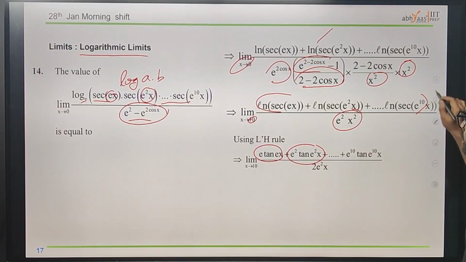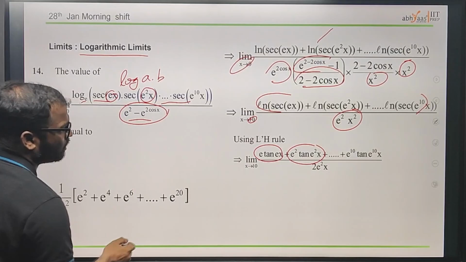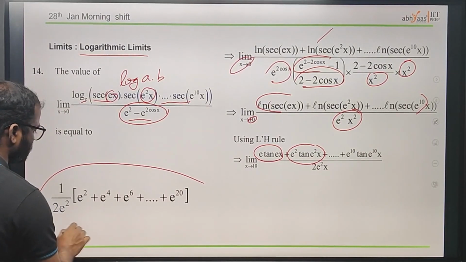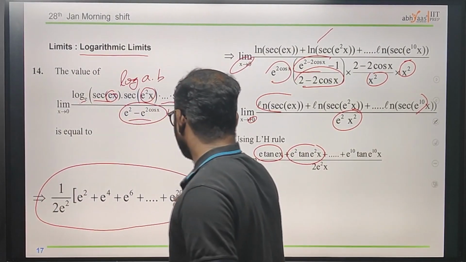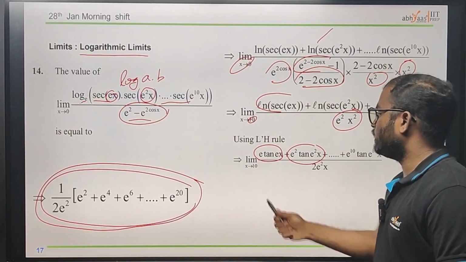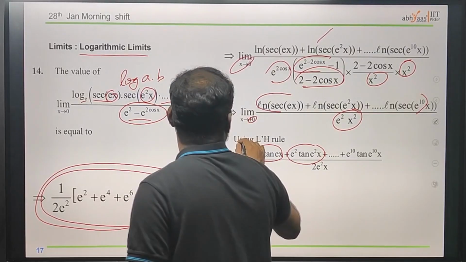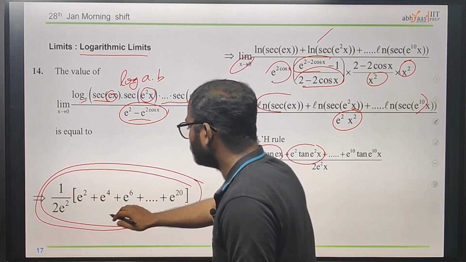For that reason, again do L'Hospital's rule. Here we will have log secant x, and we will continue until we get this type of situation. Now, putting in the limit, we get this kind of situation. That is the thing we have.